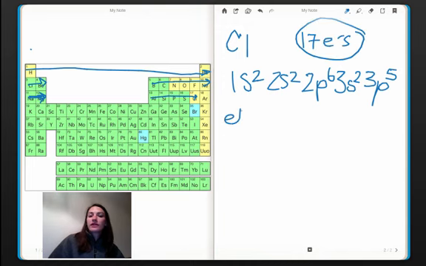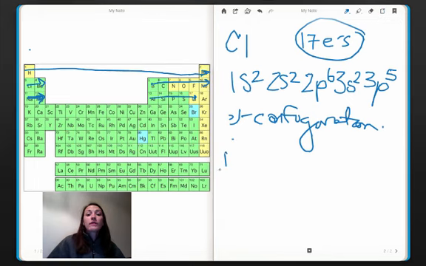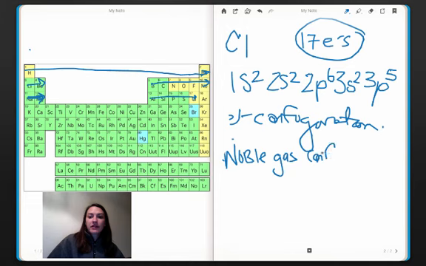So electron configuration is a way for us to record the electrons that we have, all right? There is a shortcut, so I'm going to show you the shortcut. Actually, let's use the same one. Let's use chlorine. The short version is called the noble gas configuration. If you look at it, our noble gases are here, right?